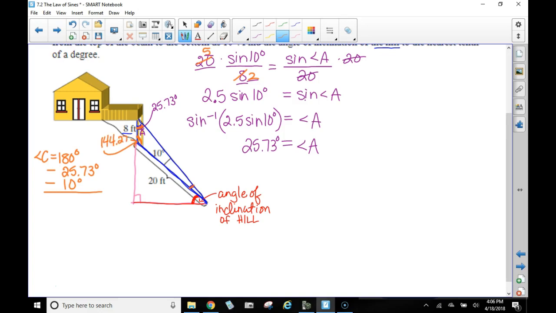So if we know that 144.27, then let's see, what color should we use? That's the important question that needs to be answered. Then we know that this is a straight segment right here, and so those two angles are supplementary. So this angle up here, maybe I'll call it theta, is going to be 180 less the 144.27. That's going to leave us with 35.73 degrees.